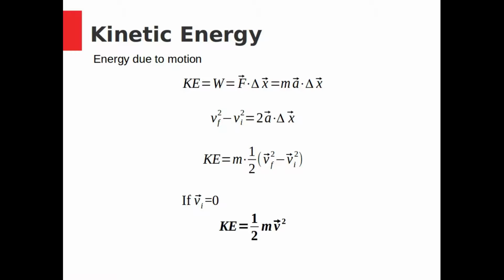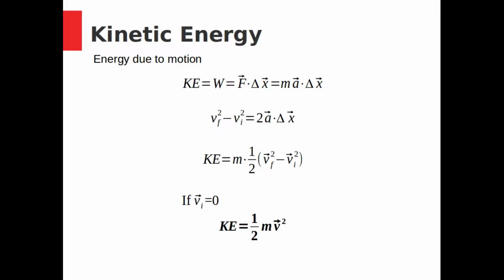I won't go through the full derivation, but at the bottom of the screen you can see the formula for kinetic energy. The kinetic energy of an object equals 1/2 its mass times the velocity of that object squared. Notice that velocity is a vector, but by squaring it, we are taking its dot product with itself, which turns it into a scalar. Just like work, kinetic energy is a scalar.